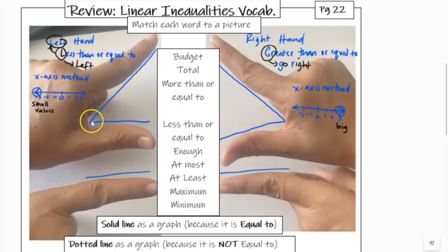Here's your left hand, and it makes this kind of inequality, which means less. Left for less, than or equal to. The equal to is because I have another finger here showing a line underneath. So this is less than or equal to. This one is greater than. My right hand is great, G-R. R means right hand, go right. Greater than or equal to, because I have this equal to piece.